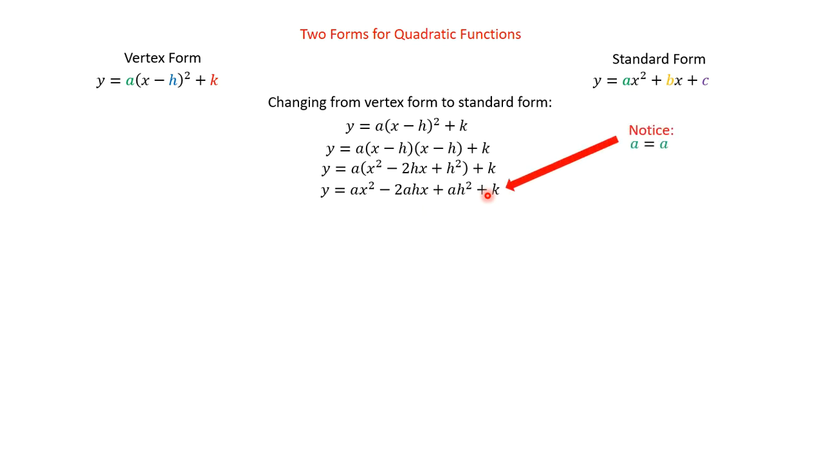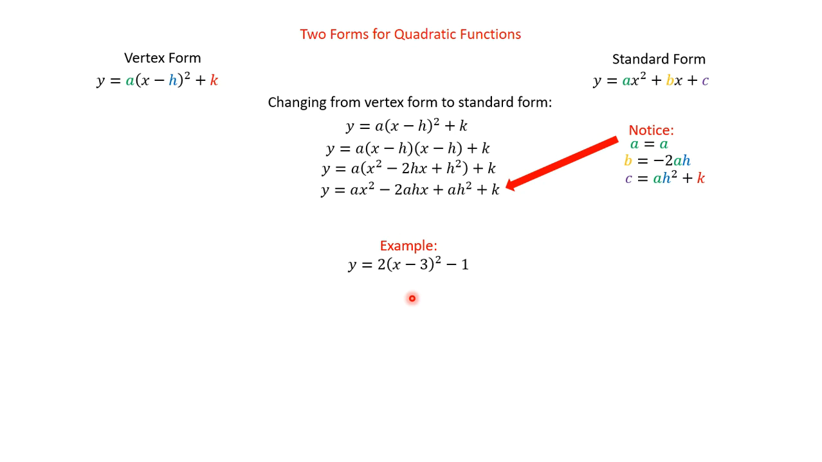So a is just a. The a is the same in both equations. The b, again, was the negative 2ah, and the c is the ah squared plus k. I would not remember these formulas to get from here to here. I would just multiply it out.